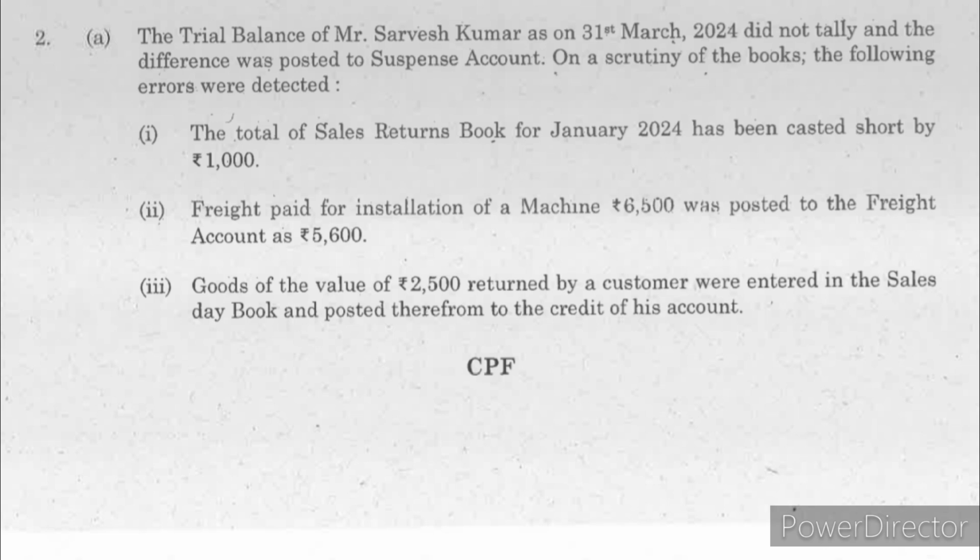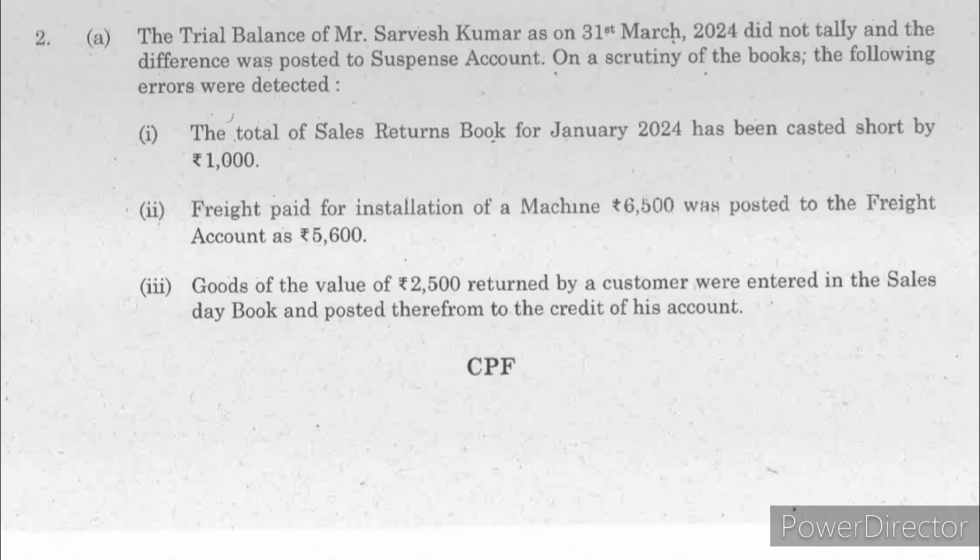This tells us that the errors were located and rectified after preparation of trial balance but before the preparation of final accounts. Hence, here we will use suspense account but we will not use profit and loss adjustment account.